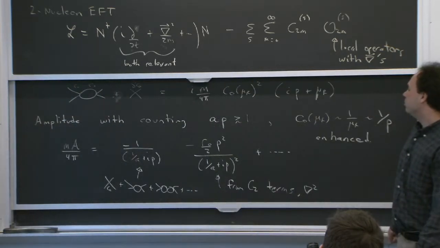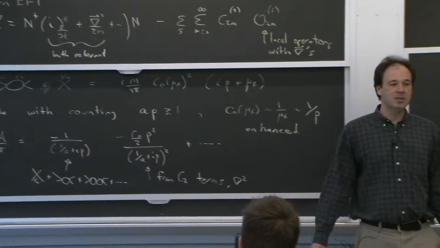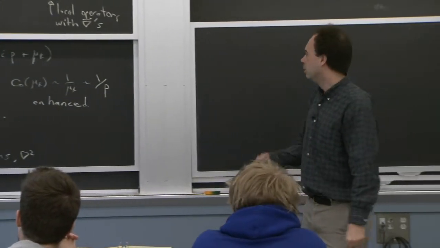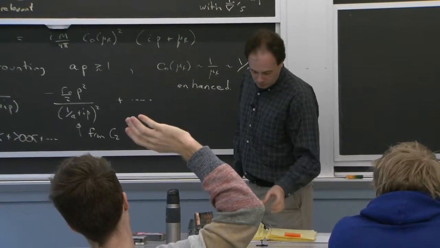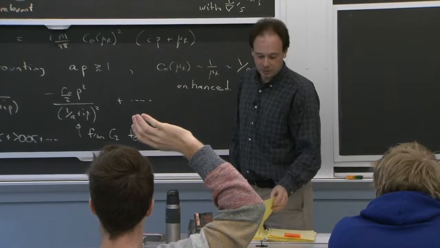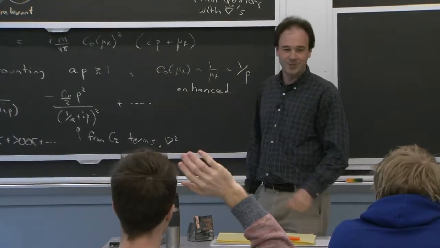So what I want to do for the first part of today is just really continue with this effective field theory and talk about a few more of its features. First, I want to start with symmetries, and then we'll talk about something called the deuteron.